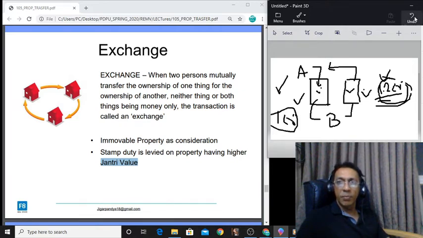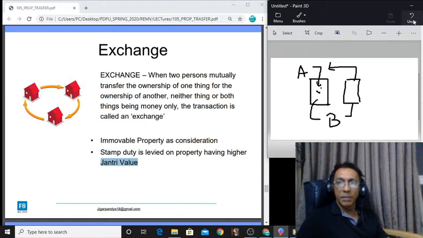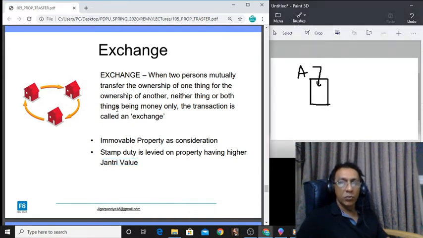It is pretty popular among real estate developers. It can be popular within the family, father and son exchanging a property, uncle and niece exchanging a property. So it's very common. It's commonly used whenever a situation arises where you may want to consider exchanging the property.